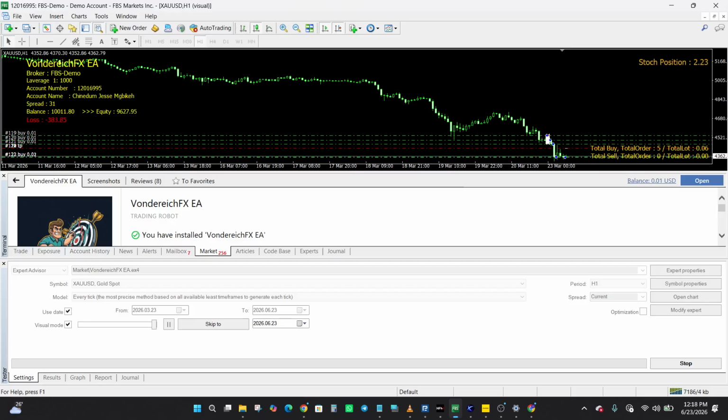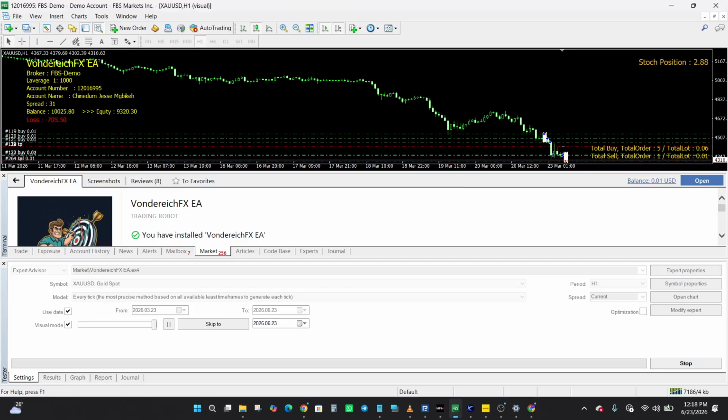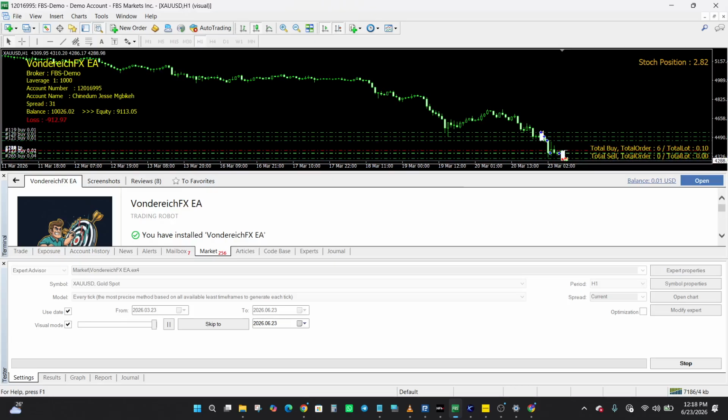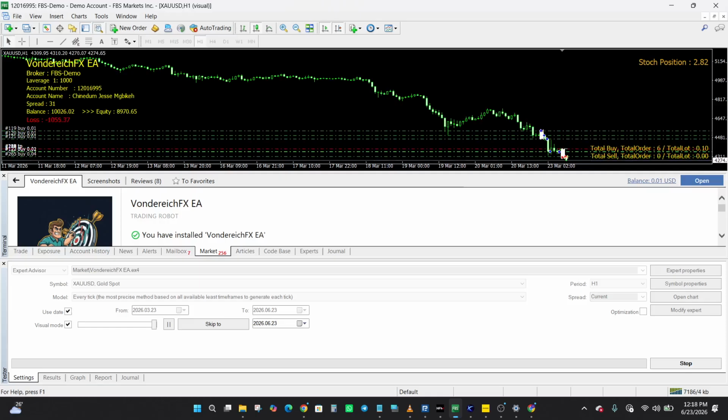Now, when reviewing the historical testing performance, it is important to remember that these are historical backtest results only. They should not be viewed as guarantees of future performance. Actual results can vary depending on risk settings, lot sizing choices, broker execution quality, spread conditions, slippage, market volatility, account types, and user optimization.